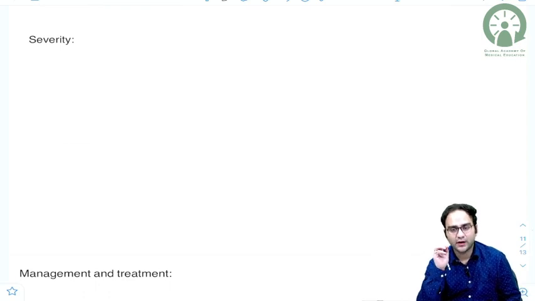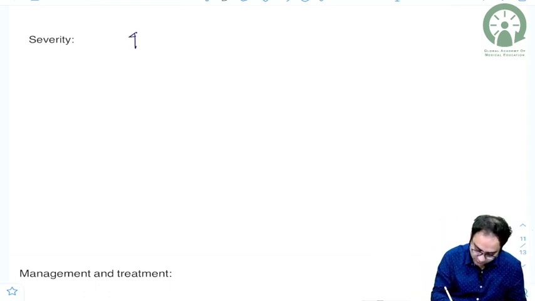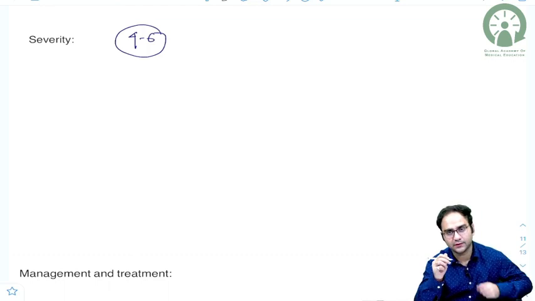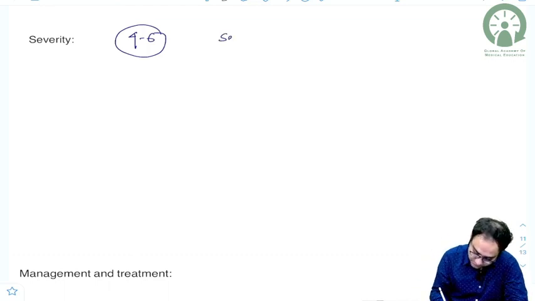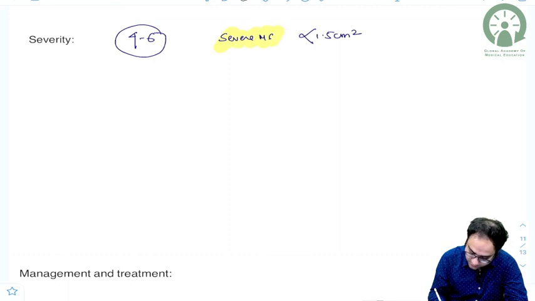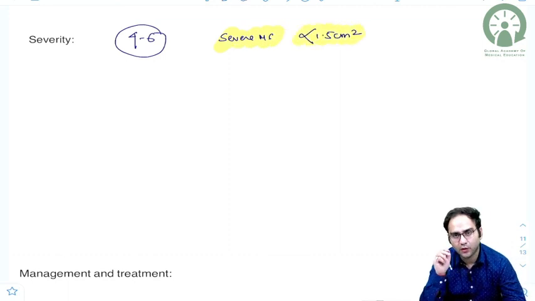Now what is basically the severity of MS? What do you mean by severity of MS? I have mentioned before that the normal orifice is 4 to 6. Now we call it a severe MS when the orifice area is less than 1.5 centimeter square. This you have to remember. It is an important MCQ that is asked, that severe MS is less than 1.5 centimeter square.